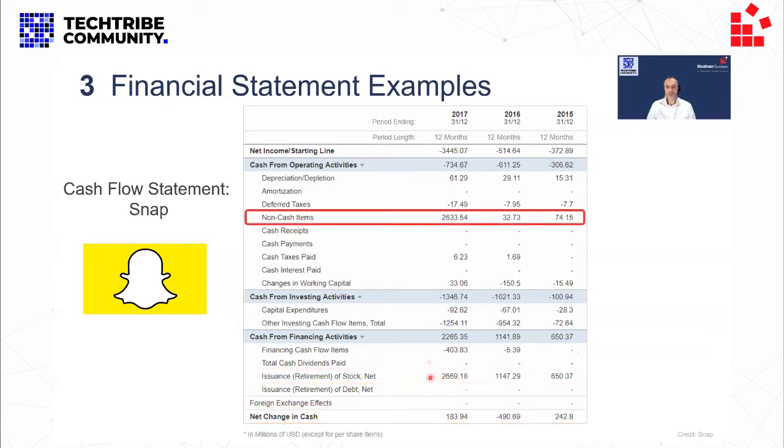One other thing to note is that these non-cash items actually refer to over $2.5 billion of shares or share options that they've issued to their staff members. So even though this company is making a huge loss, and in fact this is a big component of that loss, they have issued share options to their staff members at the same time as they raised a lot of money on the stock exchange. And you see a lot of these American startups doing this.